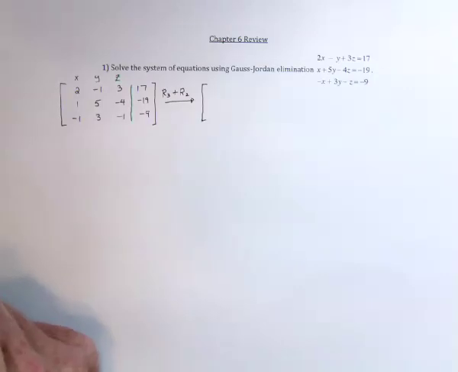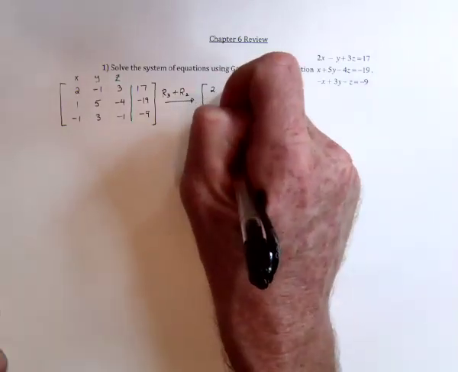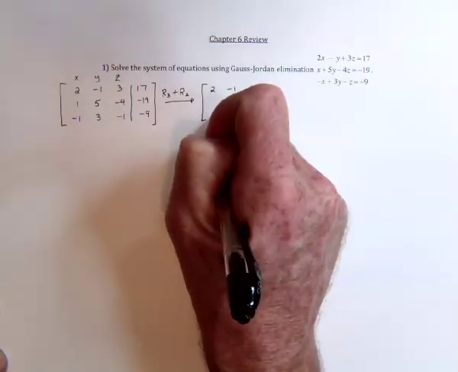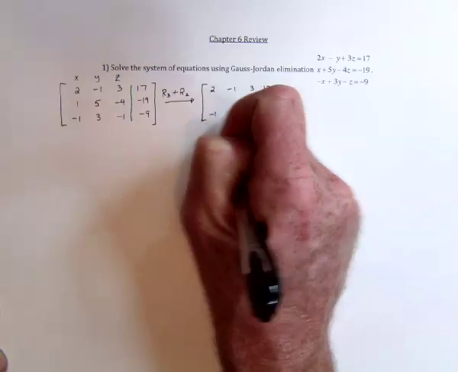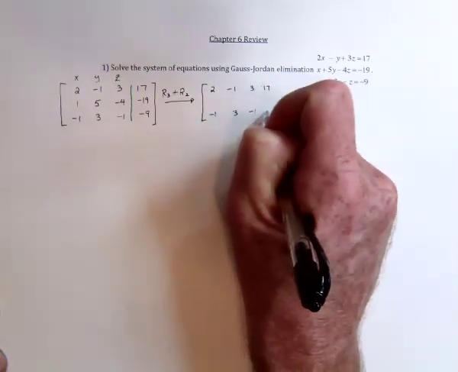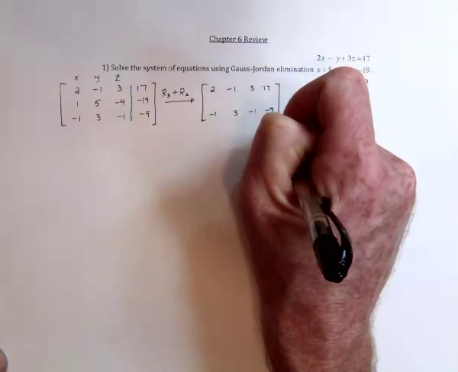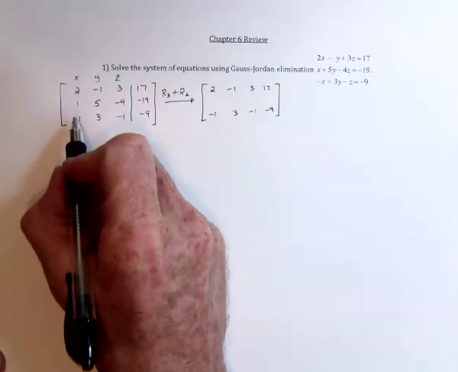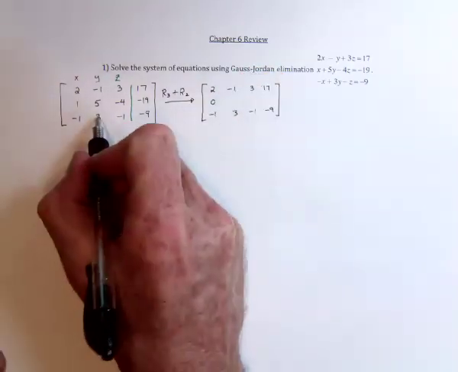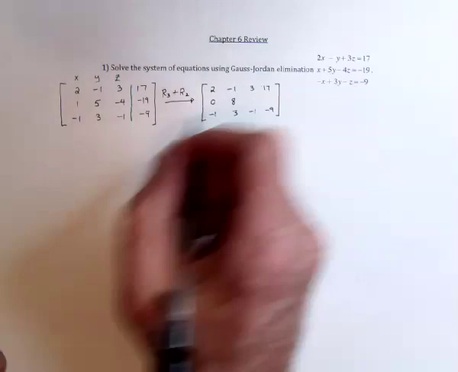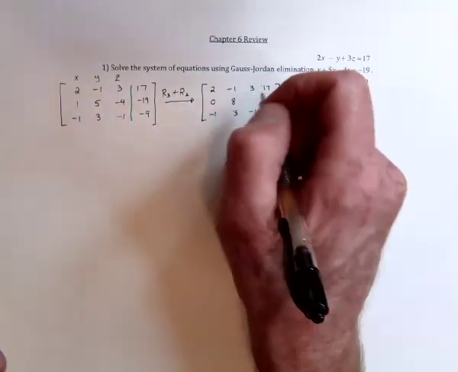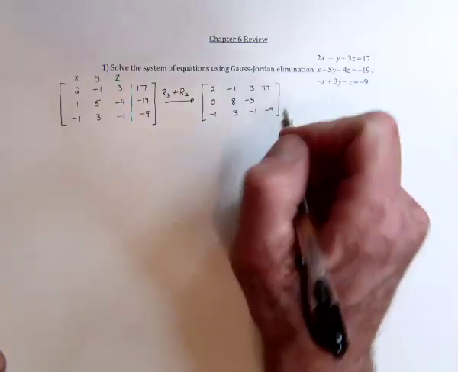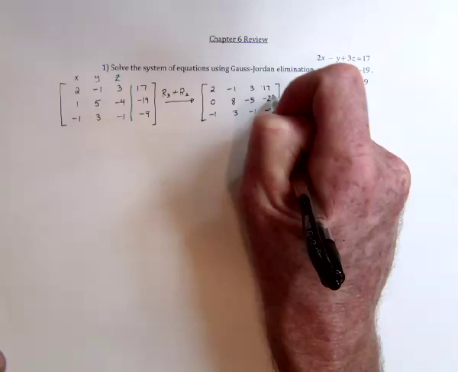Now, that's only going to change row number 2. Row number 1 will stay the same. In fact, row number 3 will stay the same. We're only using the numbers from row number 3 to change row number 2. So when you add this to that, we get a 0. Add these two, it's an 8. A -1 added to -4 is -5. And then a -9 and -19 is -28.